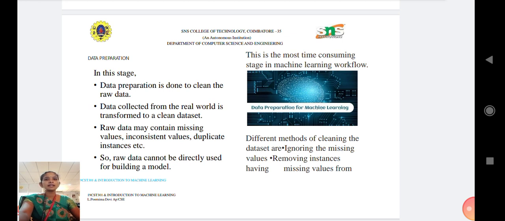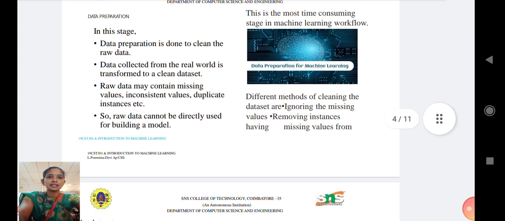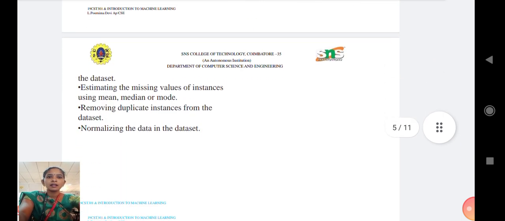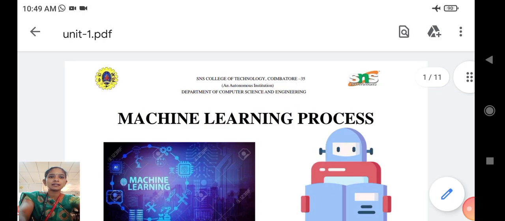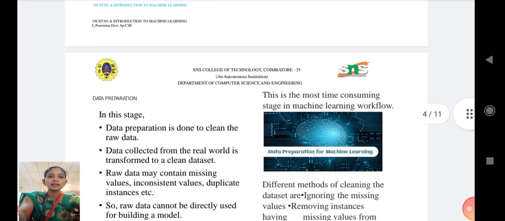Then the second one is data pre-processing. Data pre-processing is the next step, preparing the data for its analysis. In this, we estimate the missing values of instances using mean, median, mode, remove duplicate instances from the data set, then normalize the data sets.